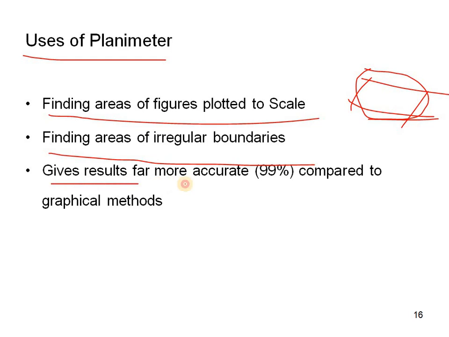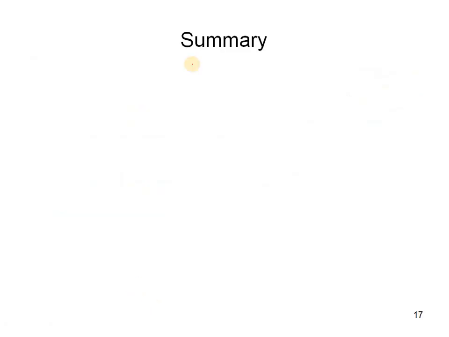And it gives far more accurate results, 99%, compared to graphical methods. So it will give 100%, with 1% remaining, that is nothing but rare, but 99% it will give accurate results compared to the graphical methods.